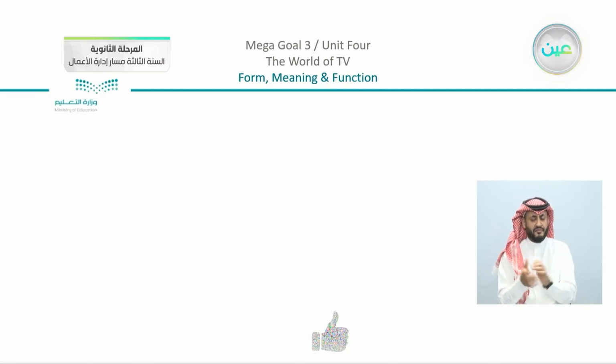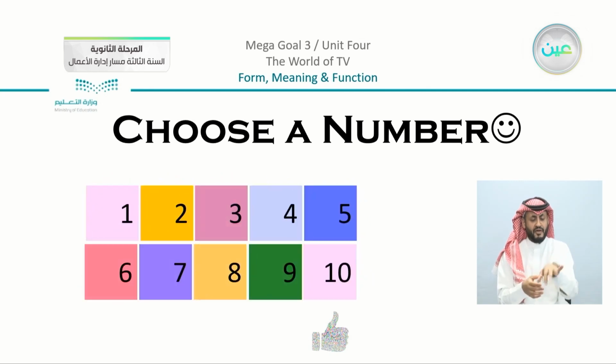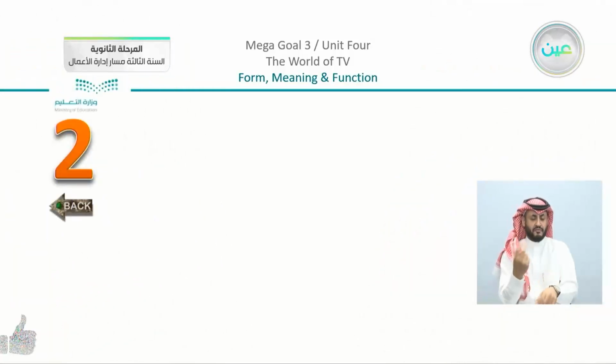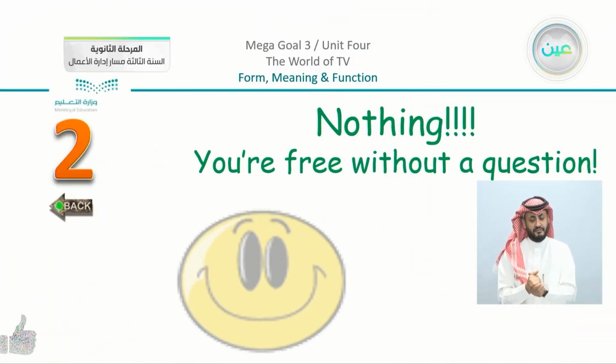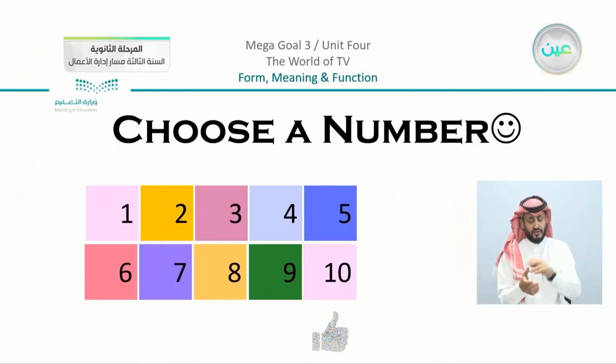So just to get in the mood of the contest or the game here, we have to choose a number. So let's choose together. Help me with it. We have here, for example, let's say number 2. Now we have here 2. You can see that there's nothing. We are free without a question. So let's go back to the first one we have here. Let's choose number 4.